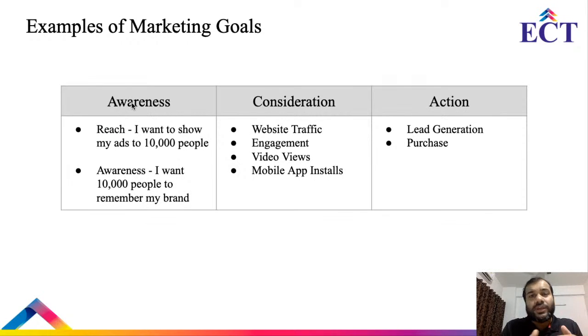In the awareness section, where you want to increase awareness, your objective is just to increase awareness. You say, I want to show my ads to 10,000 people. That is reach, so that 10,000 people can see my ad. Another awareness campaign is, I want 10,000 people to remember my brand. Just seeing is one thing, remembering is another. This is the kind of awareness marketing goal that you set.